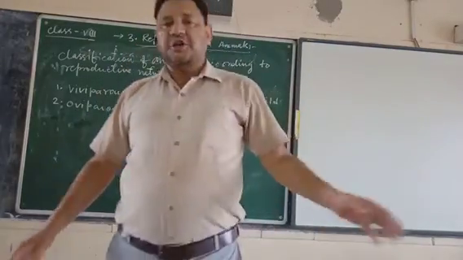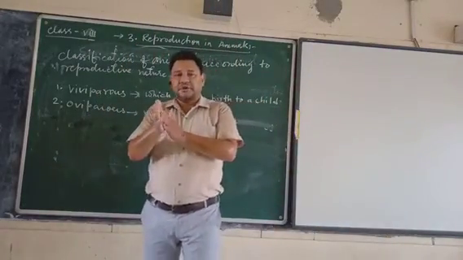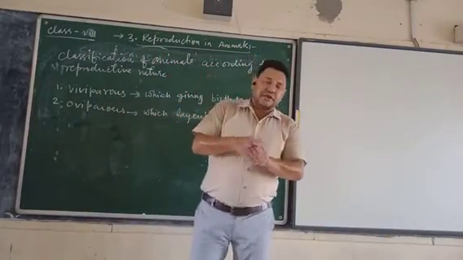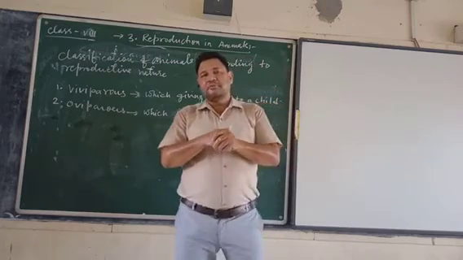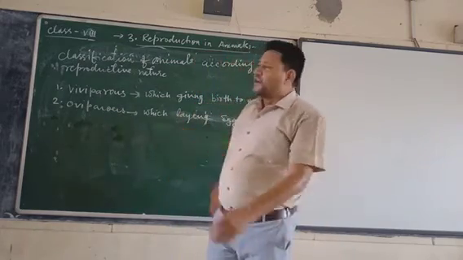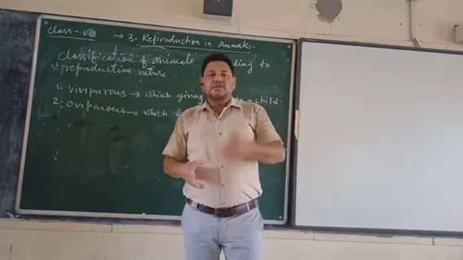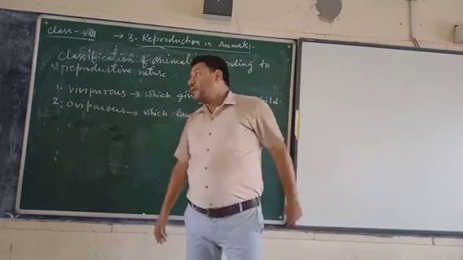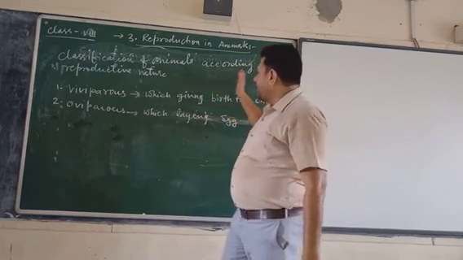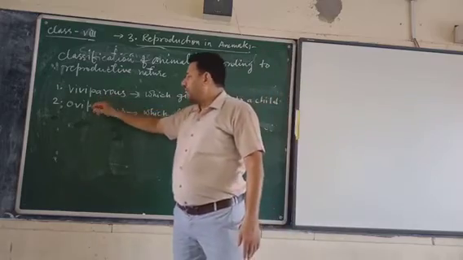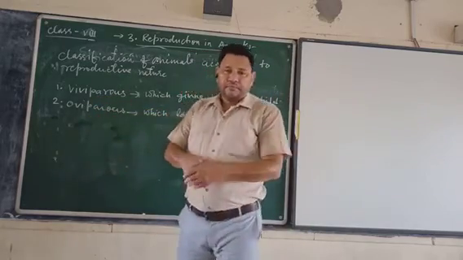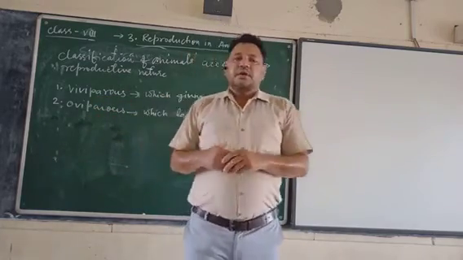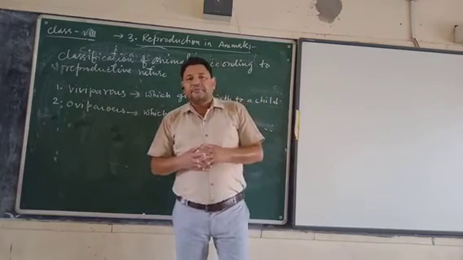In this section, we have discussed the process of sexual reproduction, the events taking place in the process of sexual reproduction, then different types of fertilization, external and internal, and then we classified animals according to viviparous and oviparous. Okay, so in this class that much is enough.